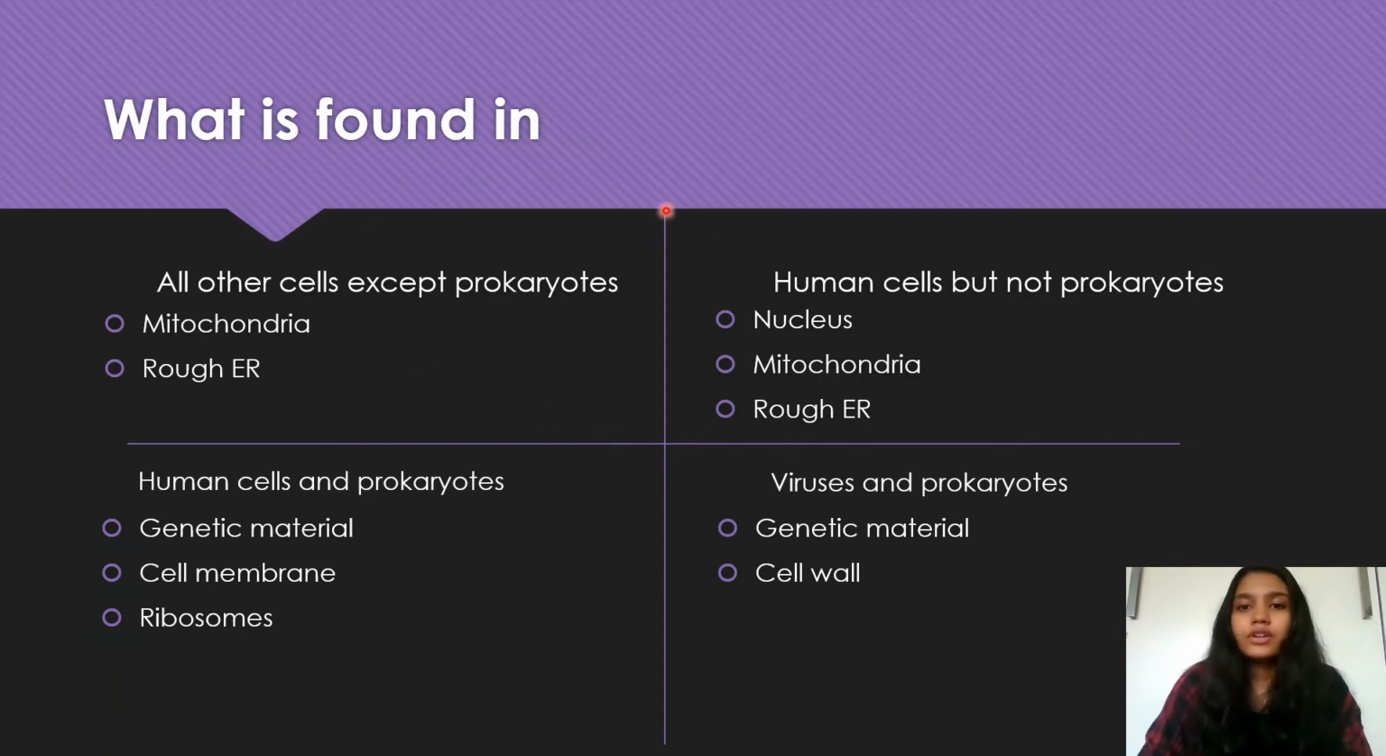What is found in human cells but not prokaryotes? This was all other cells. I just thought I'd be a little more specific here. Again, nucleus, mitochondria, and rough ER. What is found in human cells and prokaryote? Genetic material, that is DNA or RNA.